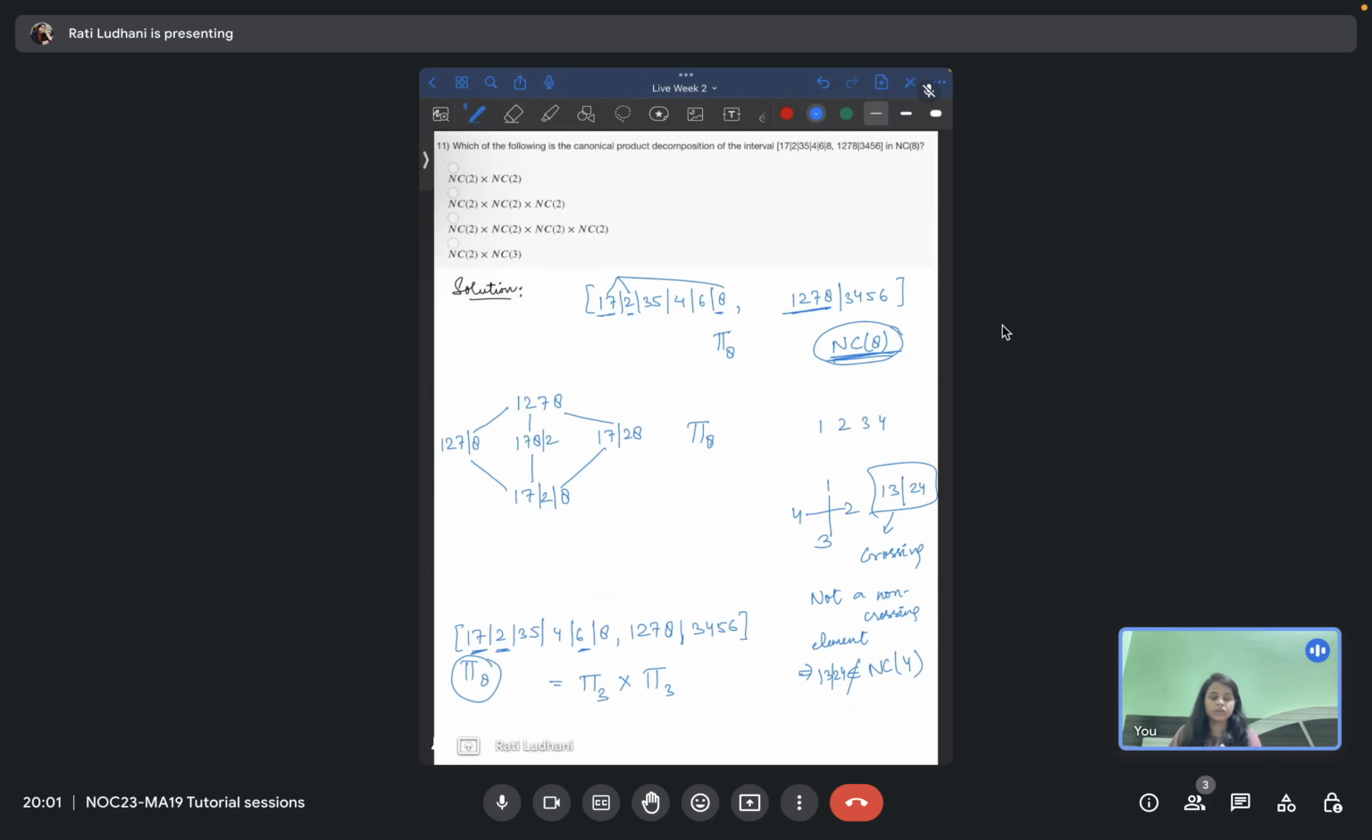Now in non-crossing 8, you don't have crossing elements basically. So you check whether these elements are non-crossing or not. Otherwise you should be in the poset basically. So to be in the poset, if any of them is a crossing element, then we have to remove it. So you cannot go to like NC3 or NC2, whatever it is.